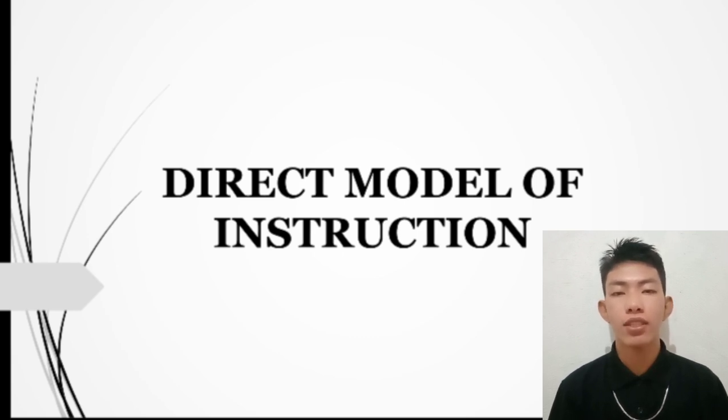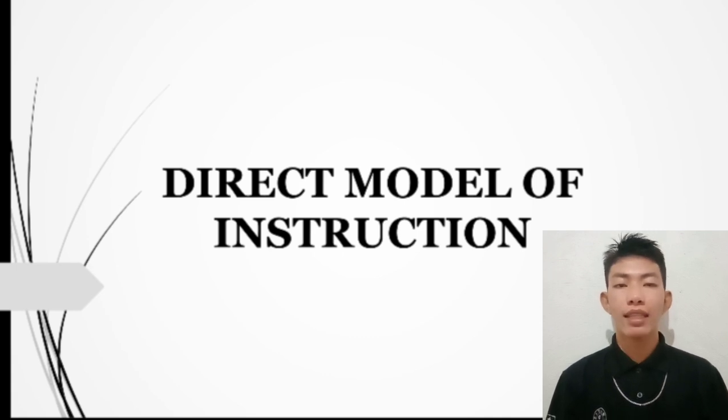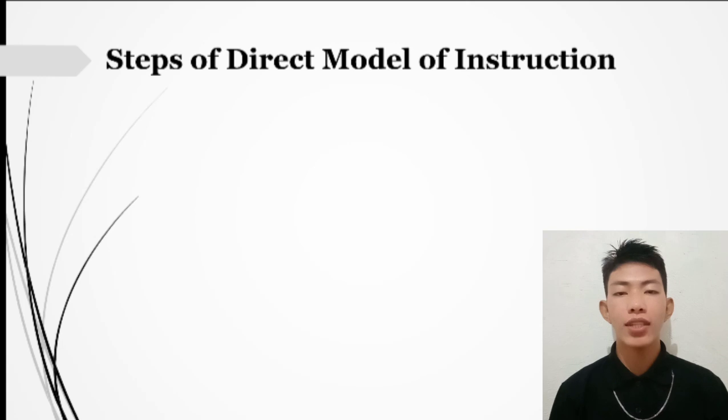The best example of this direct model of instruction is face-to-face classes or interaction between students and teacher. This is one of the most effective methods to use because students can actively be engaged in the discussion, and they can actively ask questions to the teacher whenever they do not understand the concept of the lesson. In direct model of instruction, we have different steps to follow in order to have an effective delivery of learning and to meet the learning outcomes of our discussion.